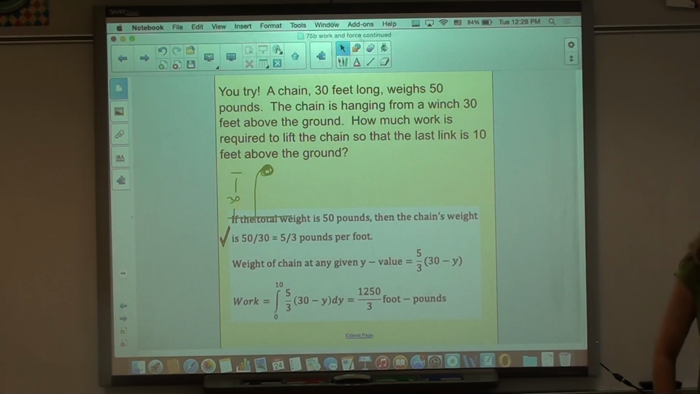Yes, Kate? If the chain was longer than the winch was high, what would you do? The first part of your integral would all be the full weight of whatever chain is there. I'd probably do two separate integrals, one with just the full weight, and then one once it starts to reduce. Oh, I see. Okay. Yep.